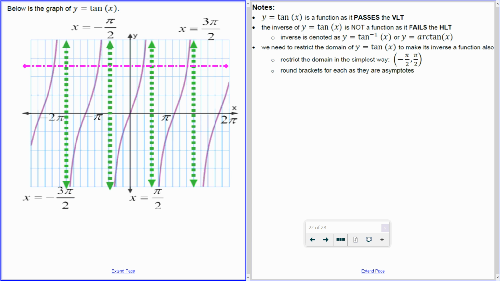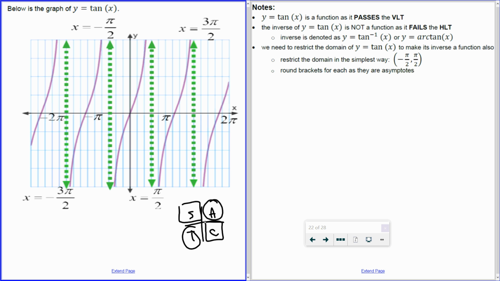So what we need to do is restrict the domain of the original function so that when I do the horizontal line test, it will in fact be an inverse. So I want to restrict it in the simplest way possible. And if we look at the CAST rule here, I want to restrict it so I'm getting the most of tangent's graph. I want to see where it's positive and where it's negative. So I know that tangent is positive in quadrants 1 and 3 and negative in quadrants 2 and 4.